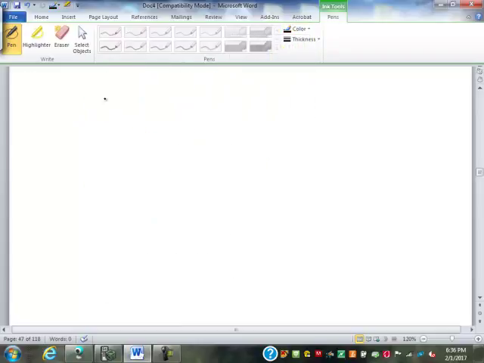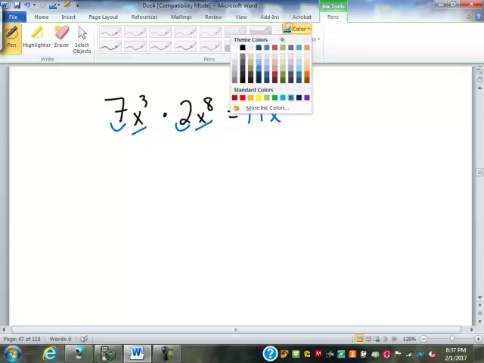So we could have 7x to the 3rd times 2x to the 8th. We're going to multiply the counts. 7 times 2 is 14. X to the 3rd times x to the 8th? X to the 11th. Perfect.